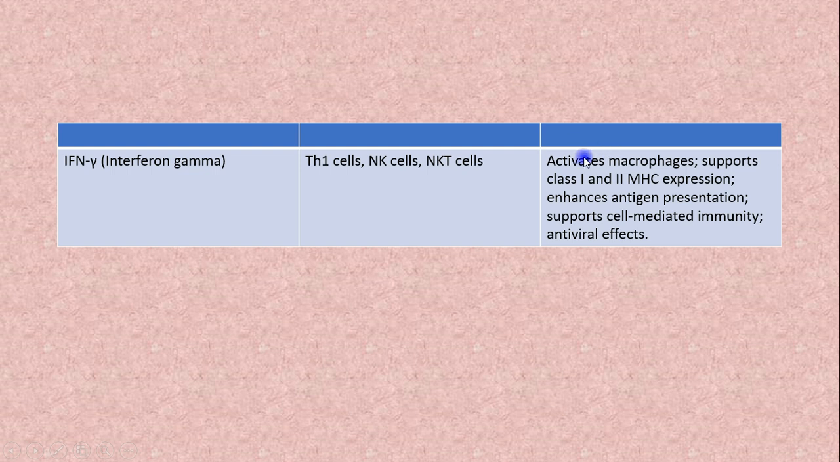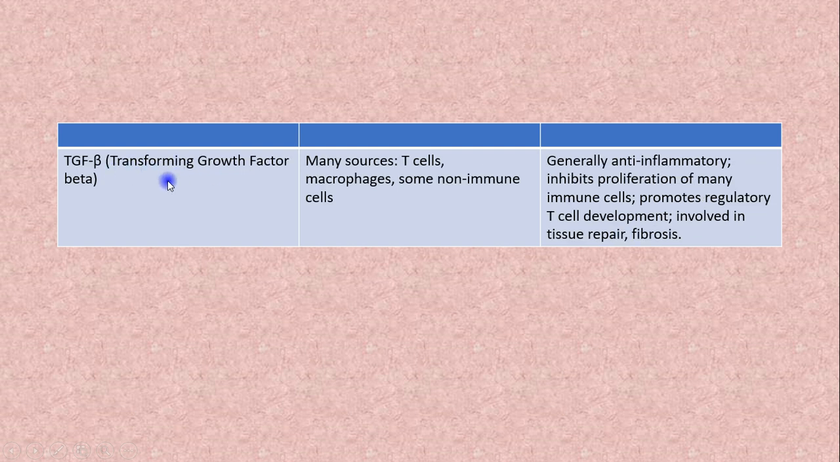They carry out the role of activation of macrophages, support class 1 and class 2 major histocompatibility complex expression, enhance antigen presentation, support cell-mediated immunity, such as antiviral effects. We have transforming growth factor beta. They have many sources such as T cells, macrophages, and some non-immune cells. Generally are anti-inflammatory, inhibit proliferation of many immune cells, promote regulatory T cell development, involved in tissue repair and fibrosis.